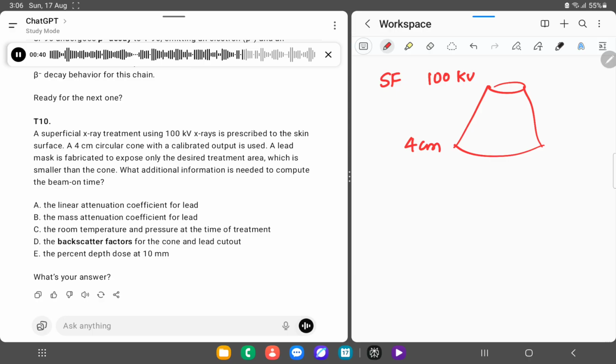A, the linear attenuation coefficient for lead. B, the mass attenuation coefficient for lead. C, the room temperature and pressure at the time of treatment. D, the backscatter factors for the cone and lead cutout. E, the percent depth dose at 10 millimeter.